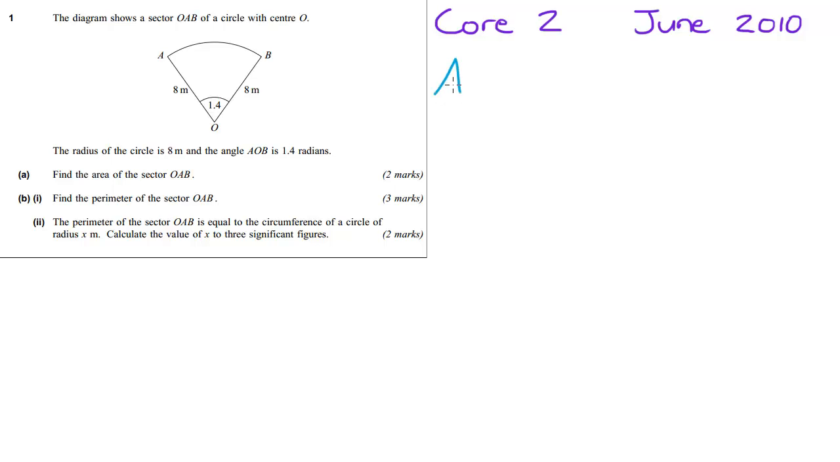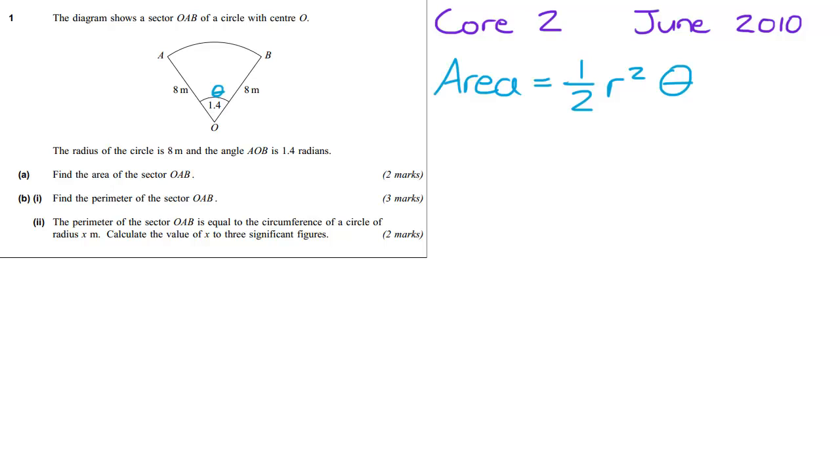So we have first of all the area. The area of a sector is half r squared, so r being the radius, times theta, and theta is this angle in here. We label that as theta.